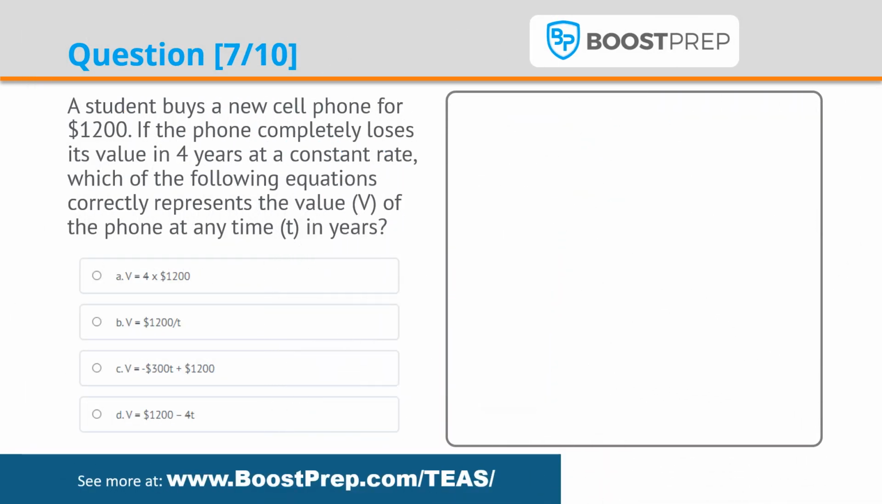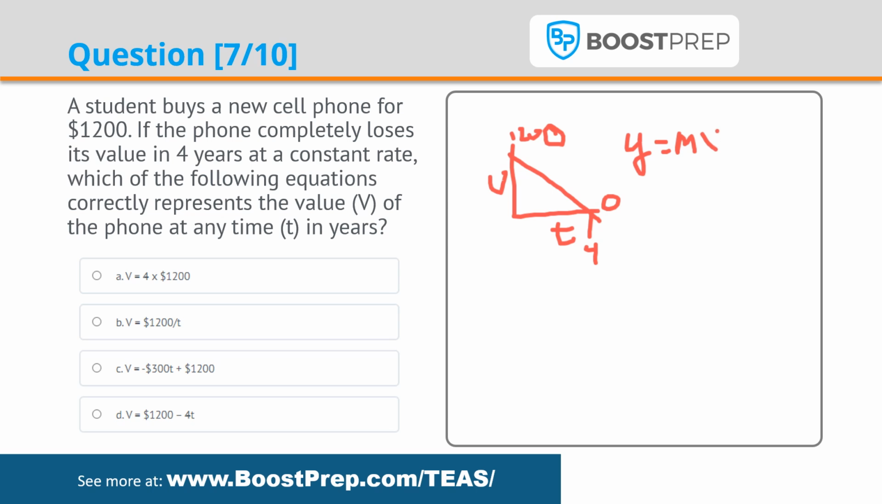A student buys a new cell phone for $1,200. If the phone completely loses its value in 4 years at a constant rate, which of the following equations correctly represents the value v of the phone at any time t in years? The easiest way to solve this problem is by representing it on a graph where you have v on the y-axis and t for time on the x-axis. We know at the beginning the value of the phone is 1200, and by the time of 4 years, we know that the value is 0.